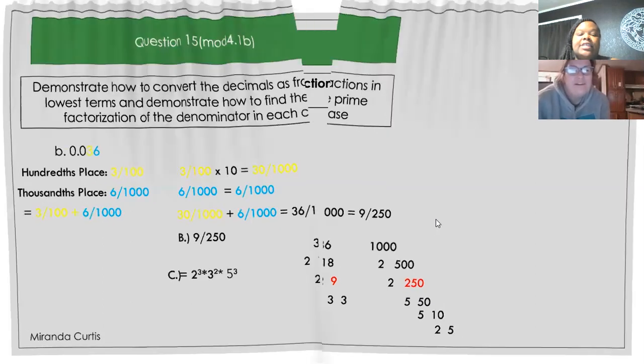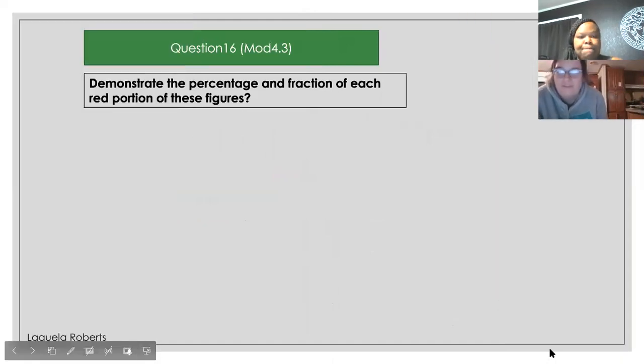It's a little easier because of the population, so you'll know what numbers you're talking about and where they're actually at. They relate very nicely. So we're going to go to question 16, mod 4, question 3.